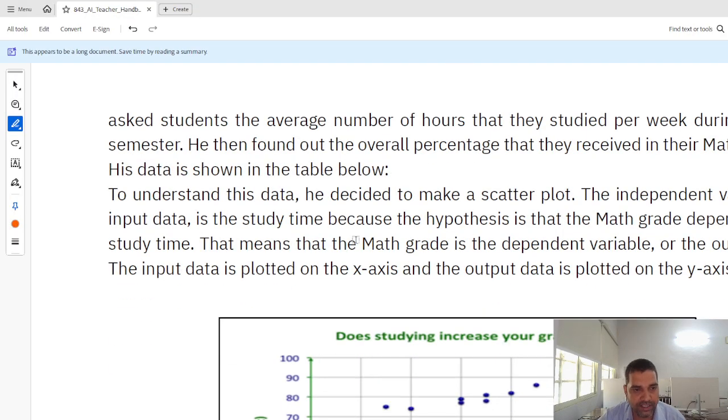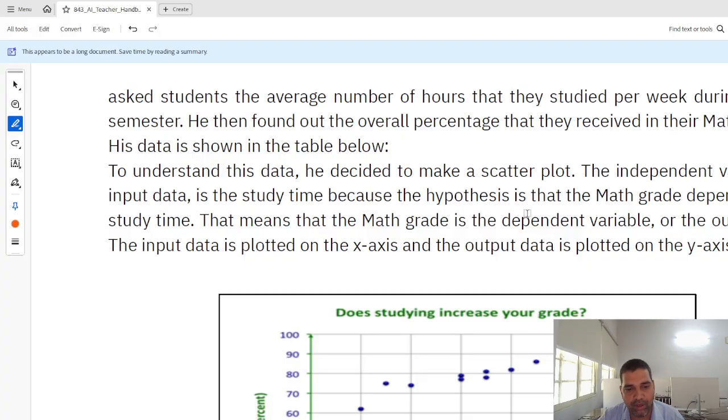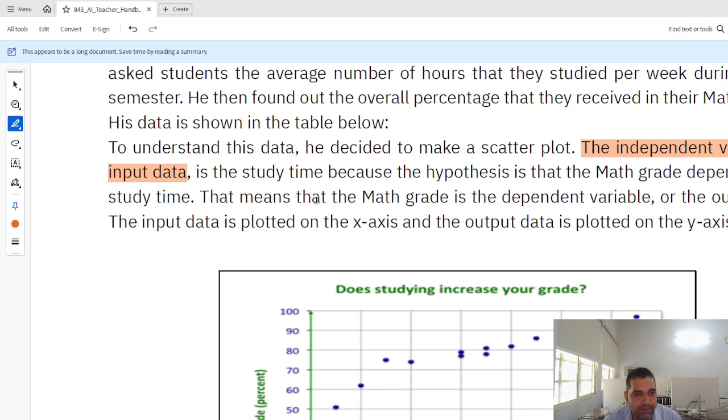To understand this data, we decided to make a scatter plot. The independent variable is the input data. So here the independent variable is the study time. Study time is the independent data, because the hypothesis is that the math grade depends on the study time. That means that the math grade is the dependent variable, the output data, because if the study time is more, the grade will be good.